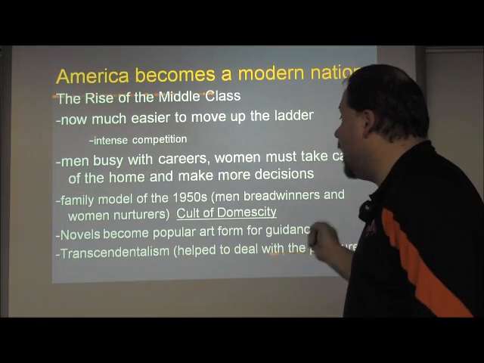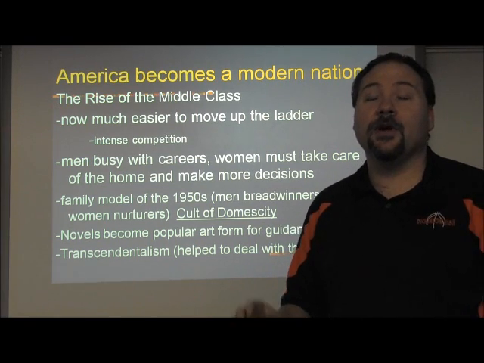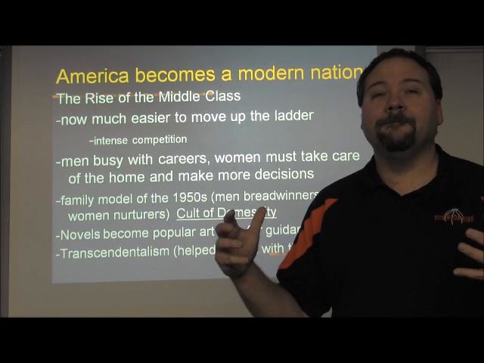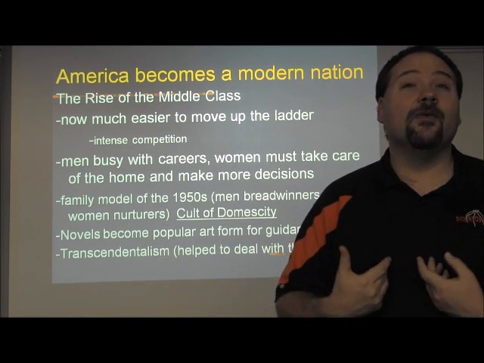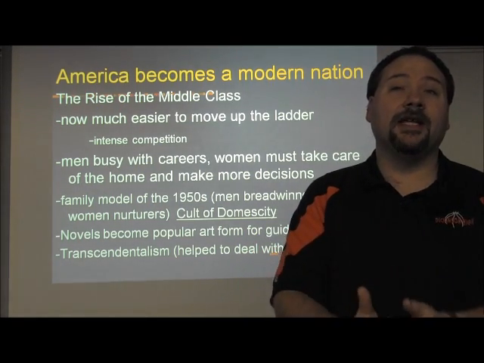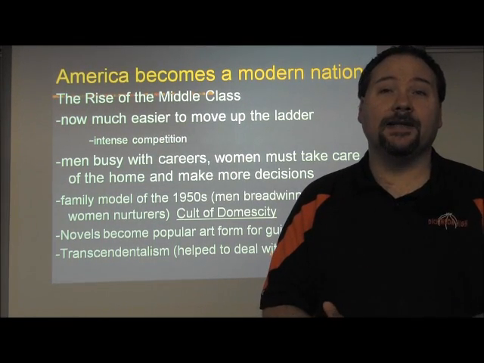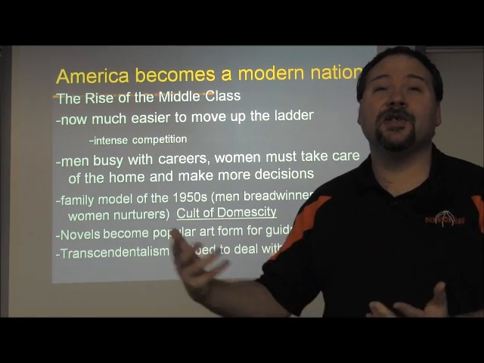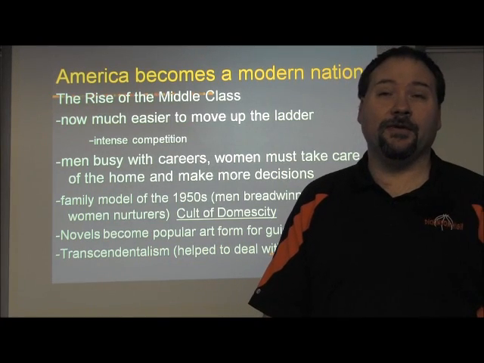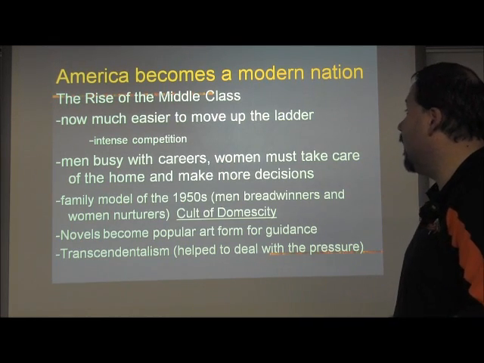But transcendentalism has a big impact on other movements in our country. That's why it's important to know. Again, it's hard to understand, but basically it's the idea that God lives in everyone. There's a light inside all of us. We just need to figure out how to let that light shine. If we do that, we can perfect society. We can make society a better place. That motivates people to make a lot of changes in our country, and that's coming up in future lectures a little bit more. So that's America, again, becoming a modern nation.